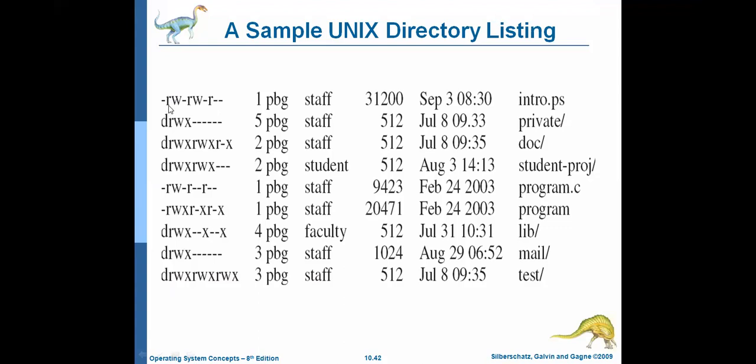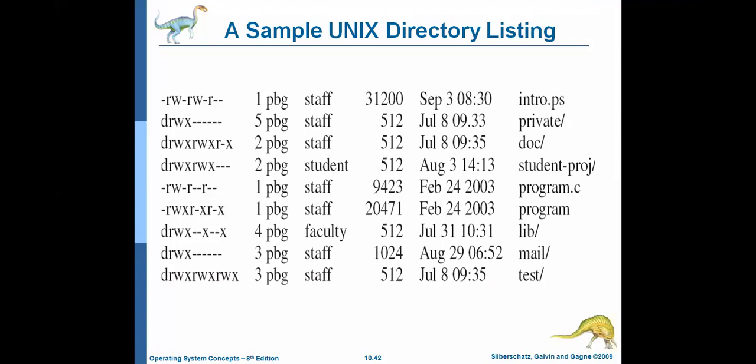What are the permissions given to the owner? For intro.psc, what are the permissions given to the owner? Read permission, write permission, and then no execute permission. What are the group permissions given? Read permission, write permission, and then no execute permission. And next, what are the permissions given to the others? Only read permission. Okay. There are 3 types of users.